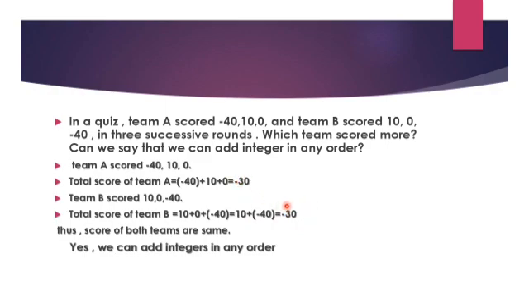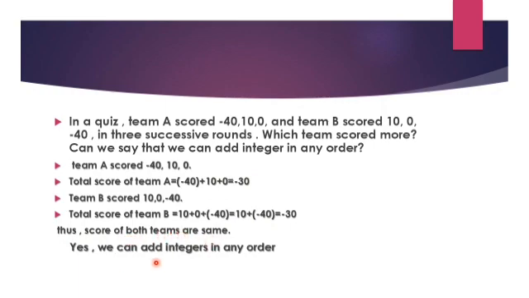How do we get the same answer? Because their scores are the same: -40, 10, 0. It means we can add integers in any order. If we add 0 plus 10 plus -40, it is the same as -40 plus 10 plus 0, or 10 plus -40 plus 0. In any order, we get the same answer. Thus the scores of both teams are the same.